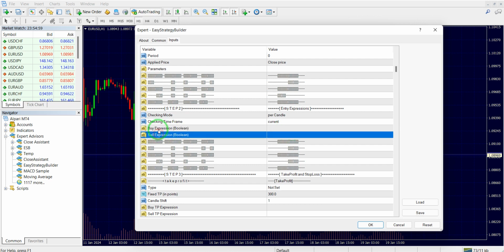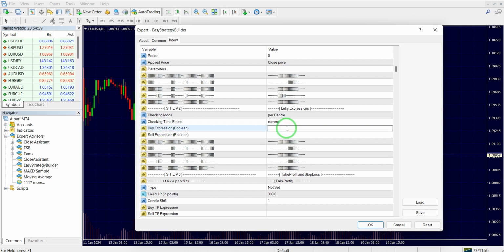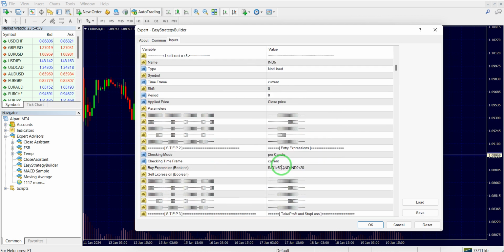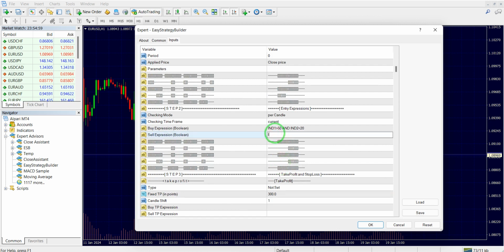And for buy and sell expressions, for example, I can say, hey, if indicator 1 is more than 50 and indicator 2 is less than 20, for example. Or I can say, hey, indicator 1 cross up indicator 2, go and buy or sell.